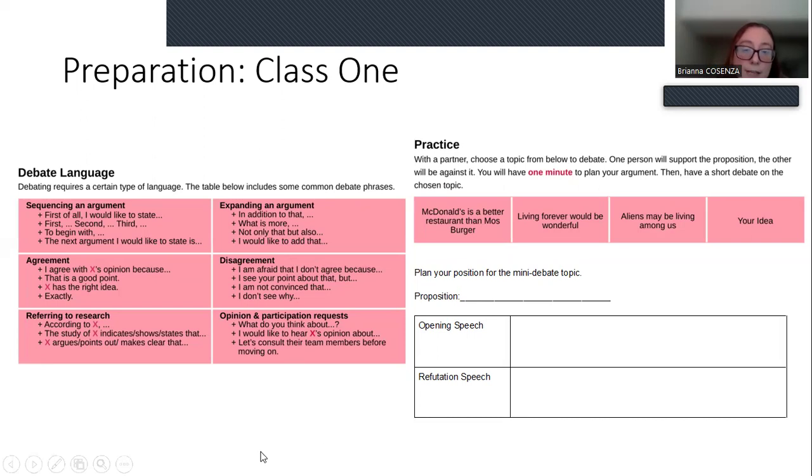Then for the refutation, we practice the format. So you said this, A, B, C, and this is wrong because, and then 1, 2, 3. And we do this a couple of times.